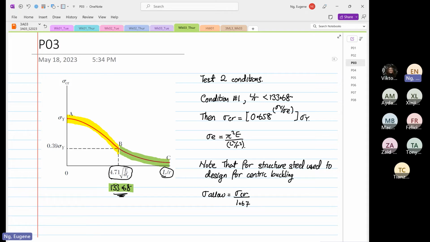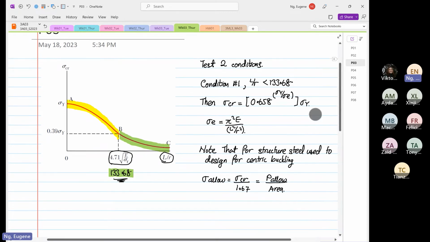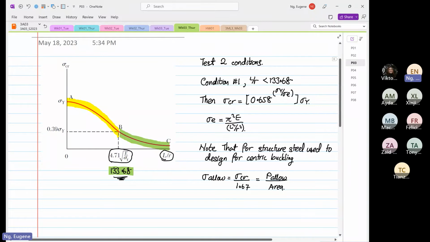So this is also equivalent to P allowable divided by our cross-sectional area, and this is for structural steel. So now we are going to apply the formula. P allowable is the value we are given. Area, we don't know. I mean, we know how to calculate area, but we don't know the value of D yet.